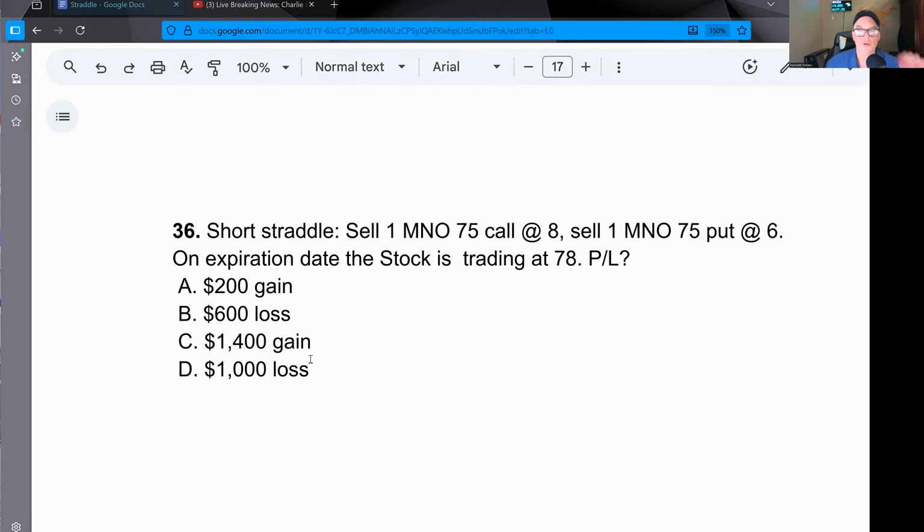Here we go. Short straddle. Press pause, and then come back to me. Tell me the answer. I'm going to have to do it, because remember, don't do it in your head, right? They made it hard. Let's see. I'm going to add 14. So upper break even is 89. My lower break even is 61, because it is 14, right? And it closed at 78. Did I do the math wrong?